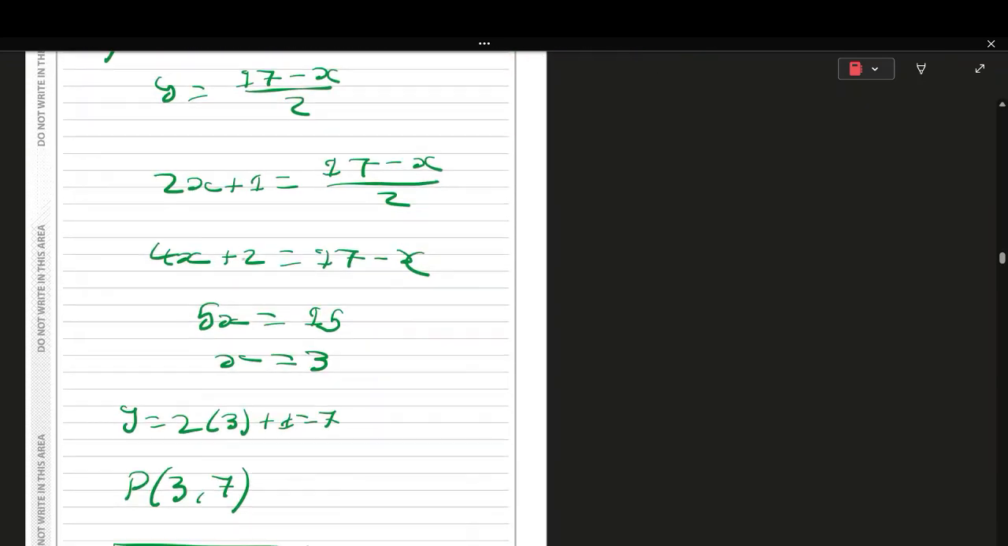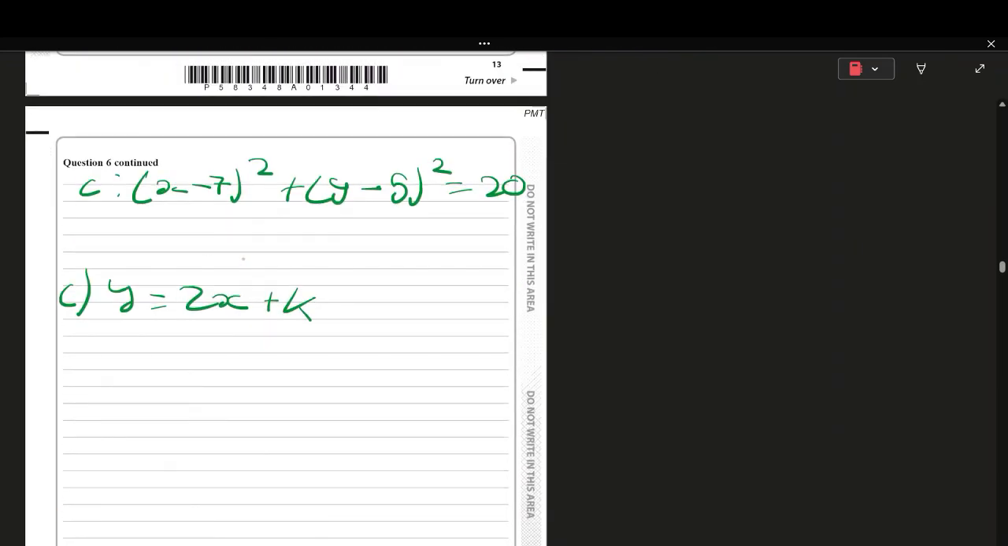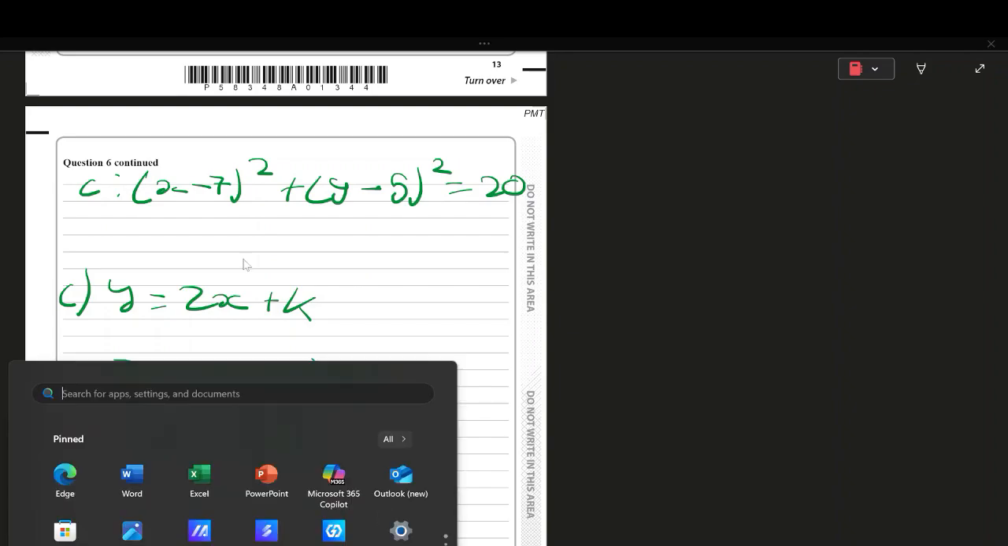So that means this point would be (11, 3). So we can use that in this equation. So 3 is equal to 2 times 11 plus k. So 3 equals 22 plus k. So then k is equal to negative 19. And that is question 6 done.